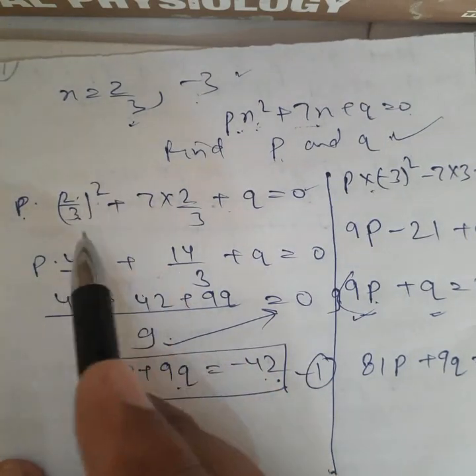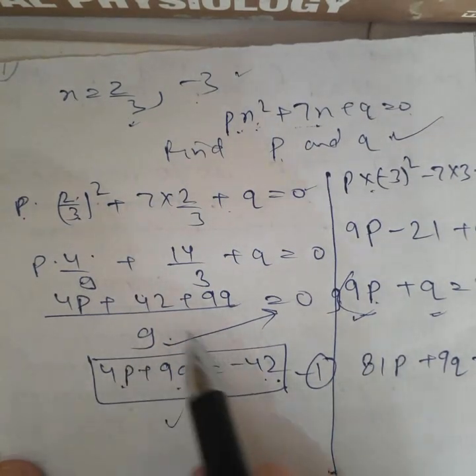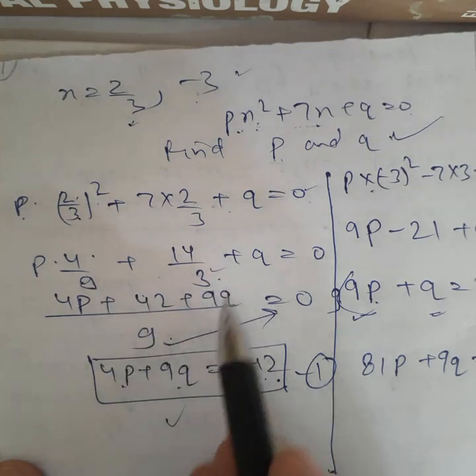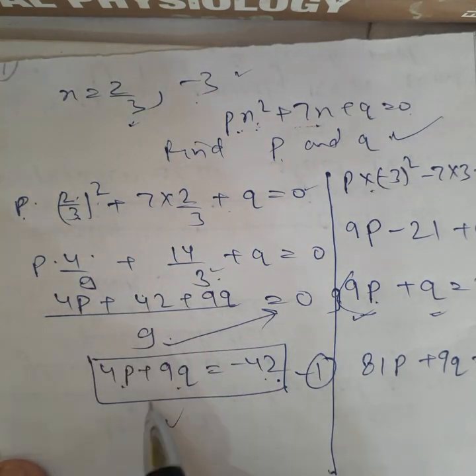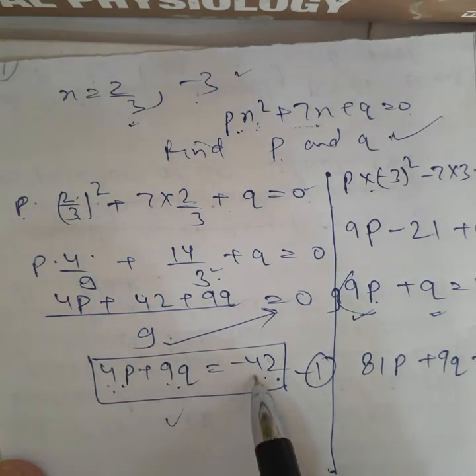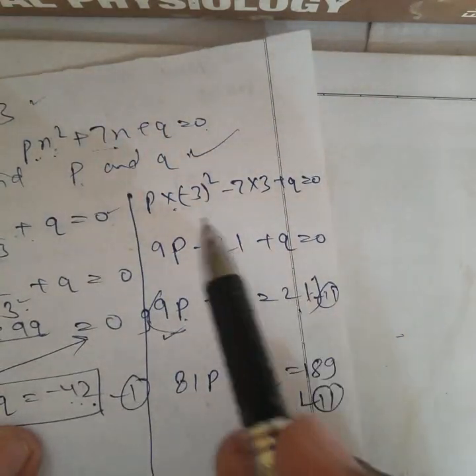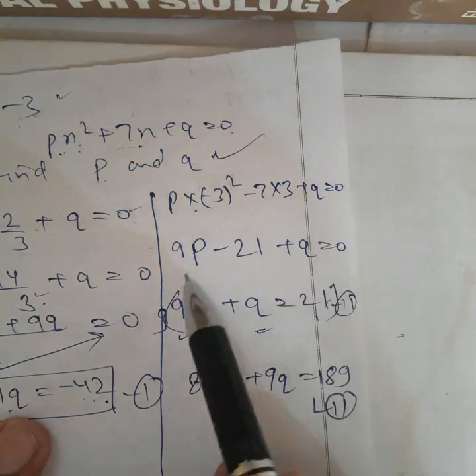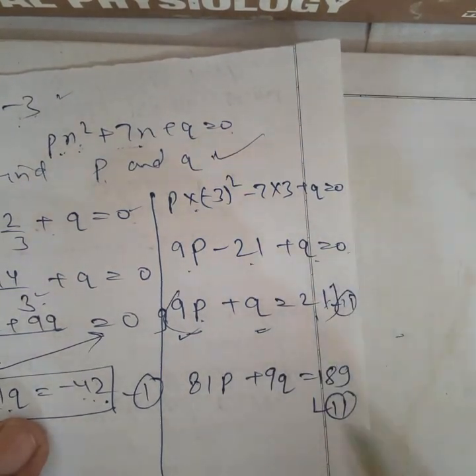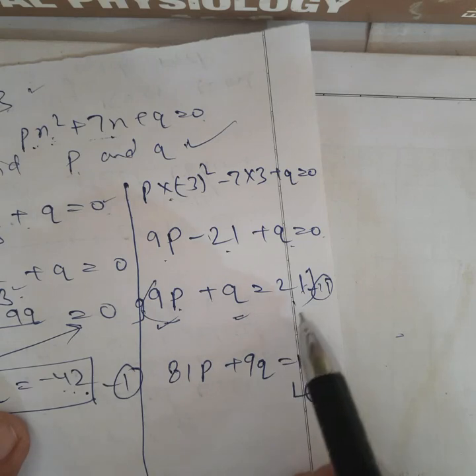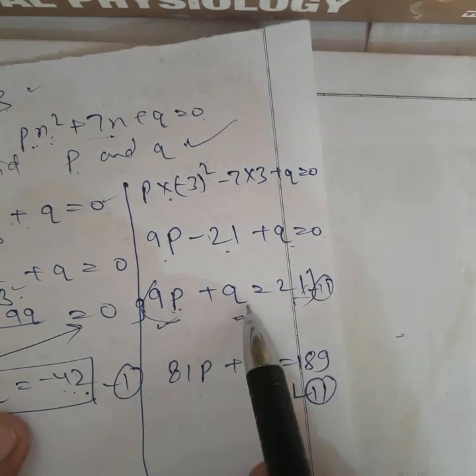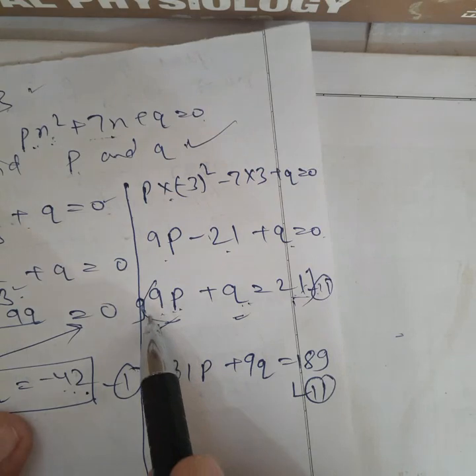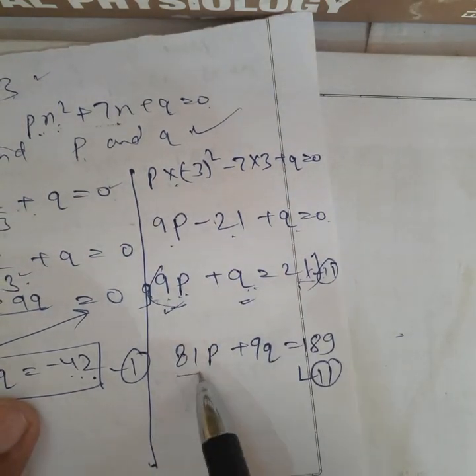Now putting x is equal to 2 by 3 and solving, taking 9 as LCM in this step, and solving, we get 4p plus 9q is equal to minus 42. Now again substituting x is equal to minus 3 in the equation, we get 9p minus 21 plus q is equal to 0. Taking 21 to the opposite side, it will become plus 21, so 9p plus q is equal to 21. Now multiplying by 9, 81p plus 9q is equal to 189.